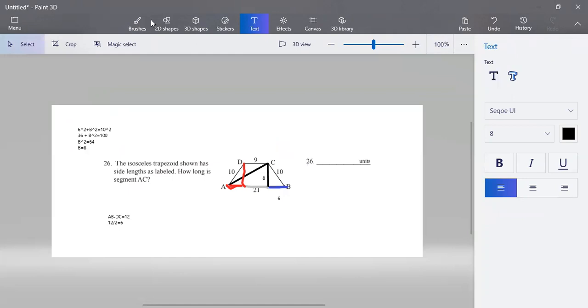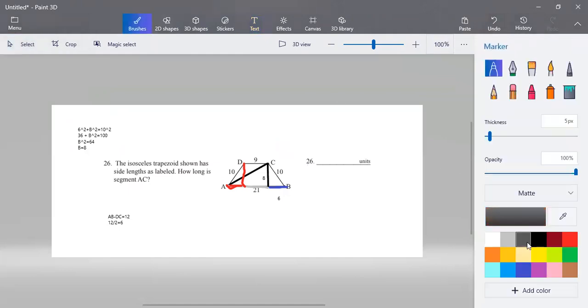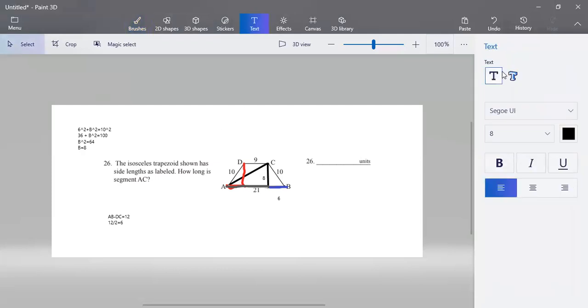Now we need to find the length of this gray segment down here, right? Since I know the length of the blue segment and I know the length of the entire line AB, I can do some quick, easy subtraction. To find the length of that big gray segment, I have 21 minus 6. That gives me 15. So we know that this bottom segment is going to be 15.